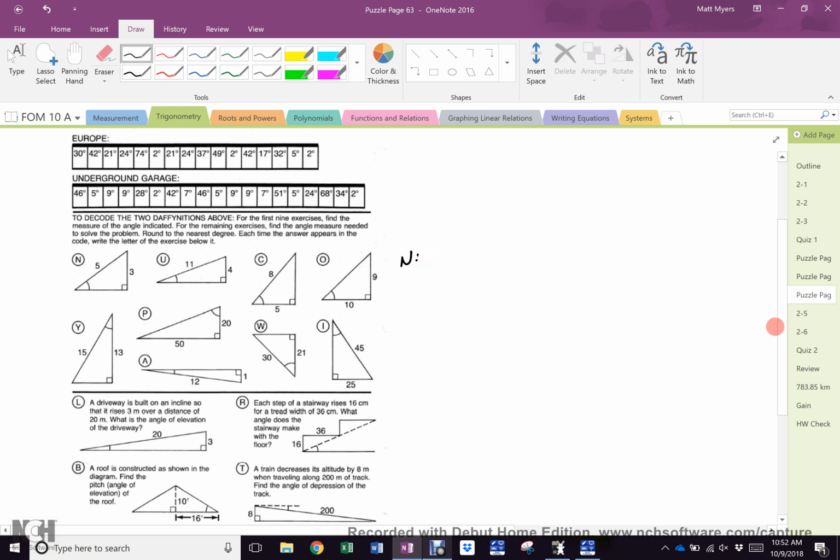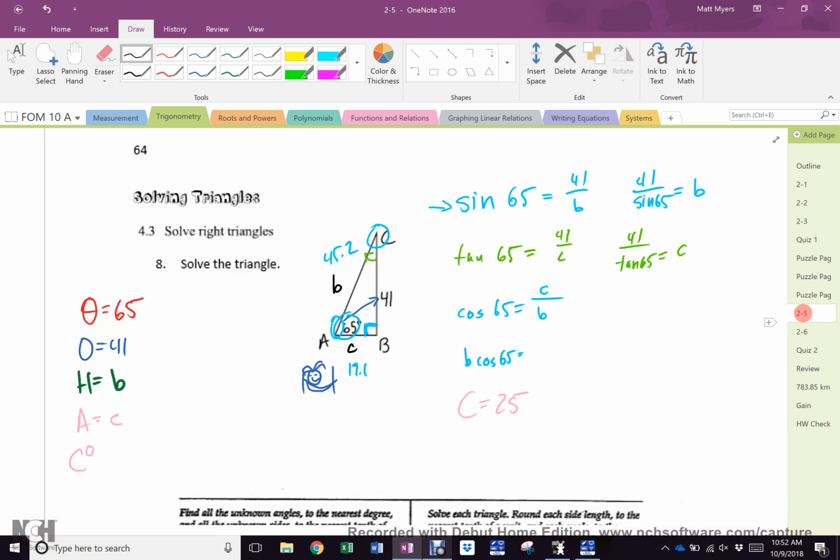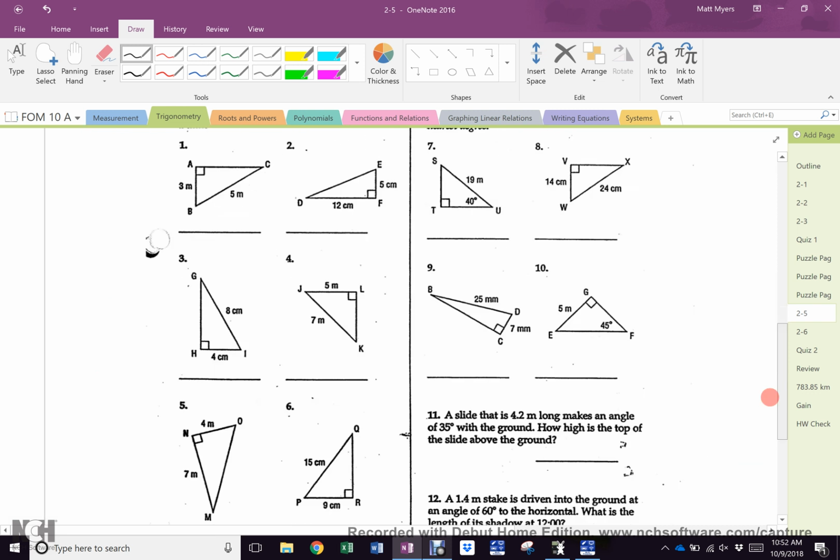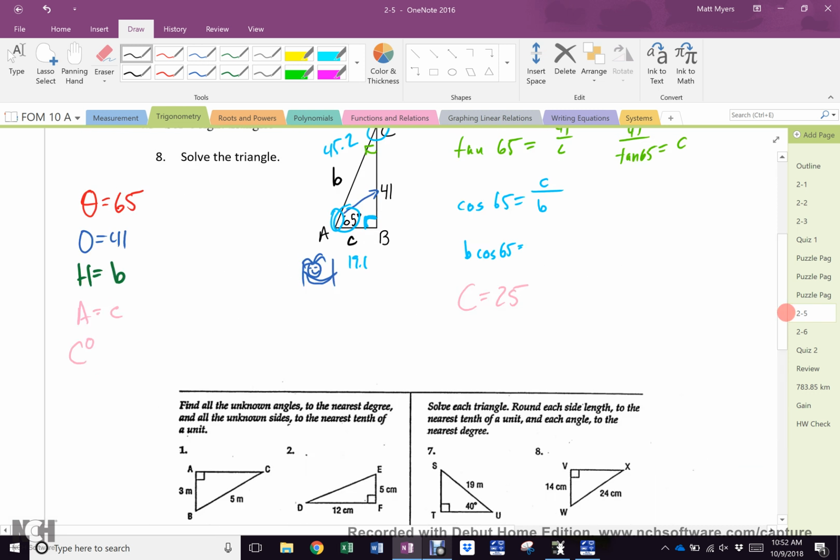Your job tonight, figure out the puzzles and do the bottom of page 64. But when is that due? Tomorrow after the quiz. So if you finish the quiz fast, you could finish this off tomorrow, right? Go!